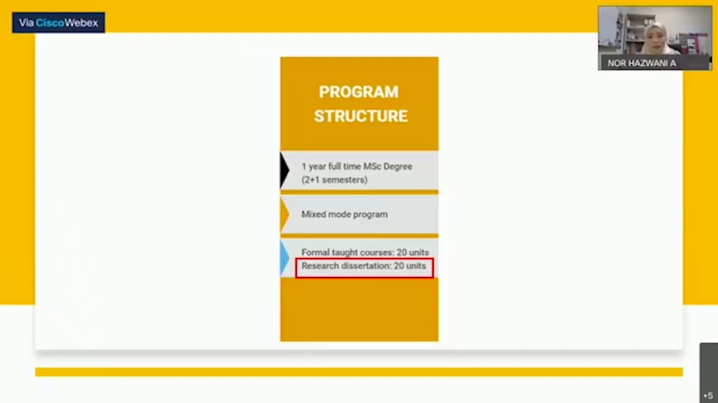So basically, I already highlighted the overview about this program and mainly about the formal taught courses. The next presentation will be given by Dr. Siti Razila, who will highlight more on the research content. Okay, so thank you so much.